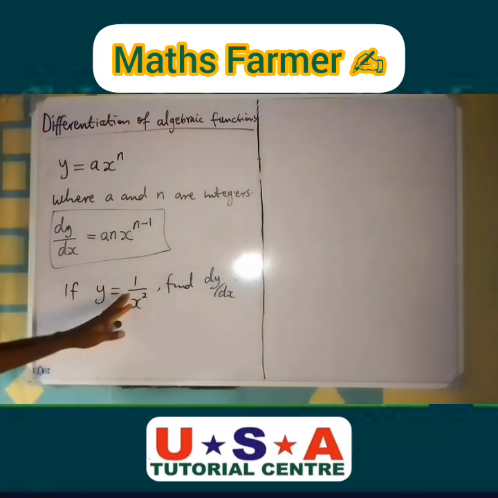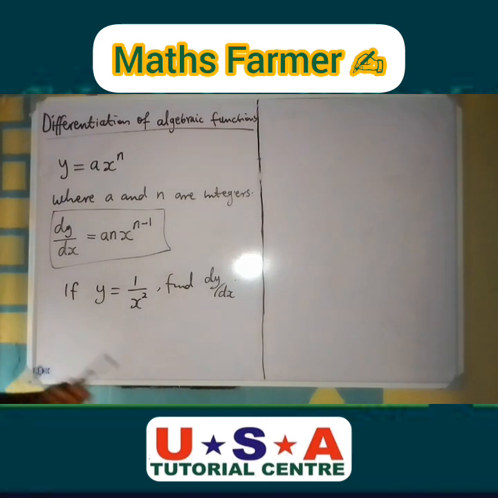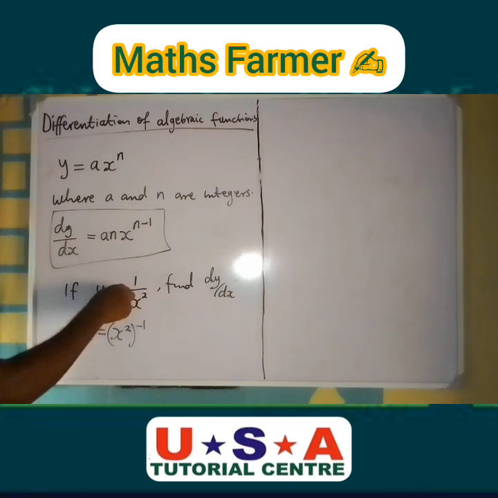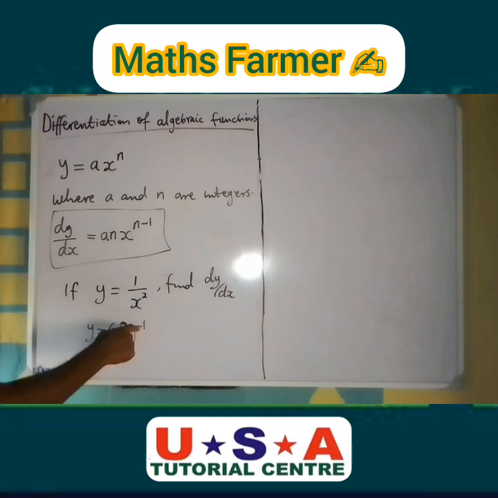So this is an algebraic function. But watch here, what we have on the right hand side is a fractional form. We have to change it to ordinary form. So what this implies is x raised to the power of minus 2. This is the reciprocal law, the inverse. Because of this, that's why I have minus.